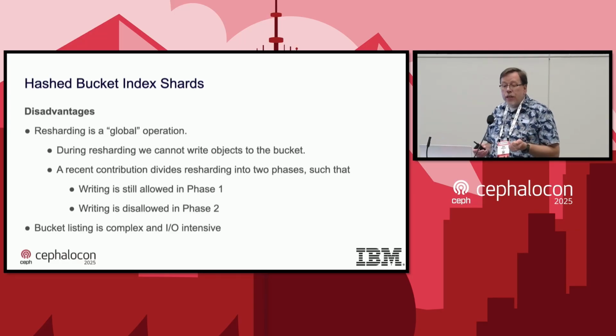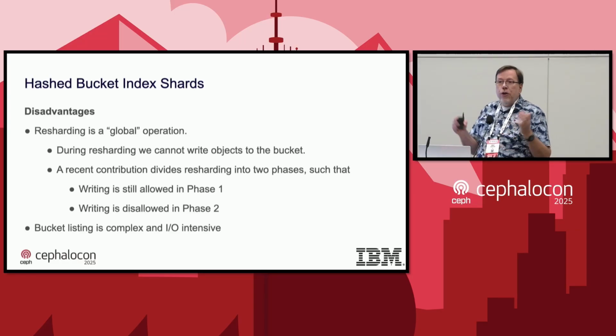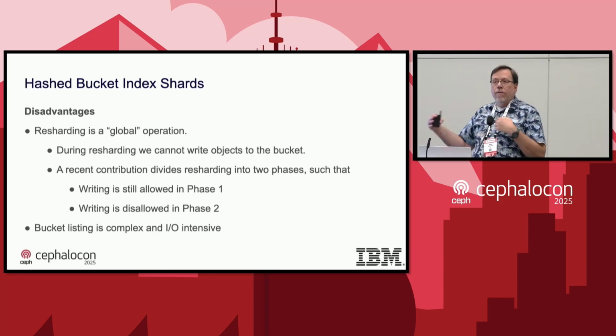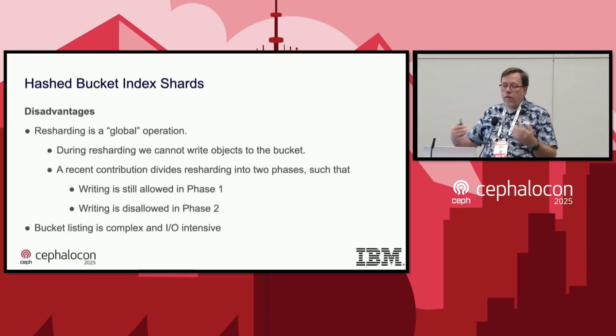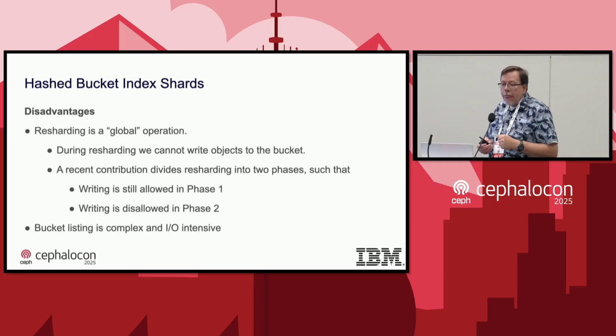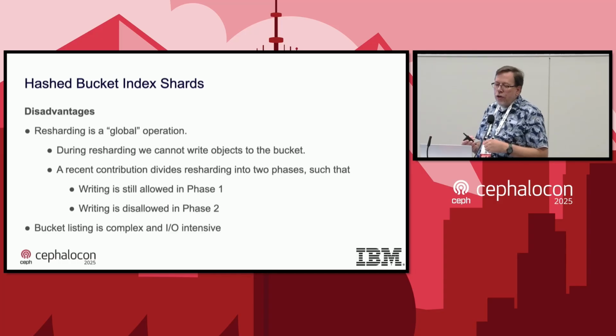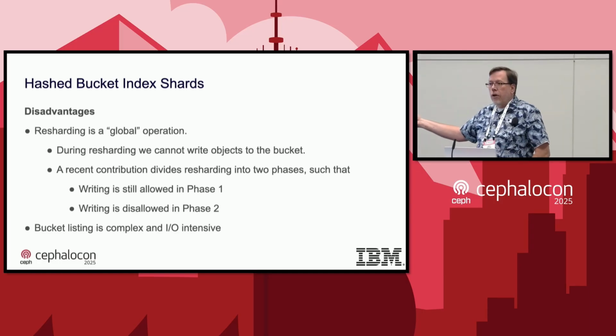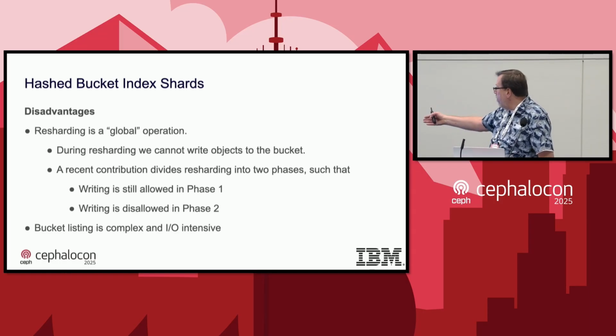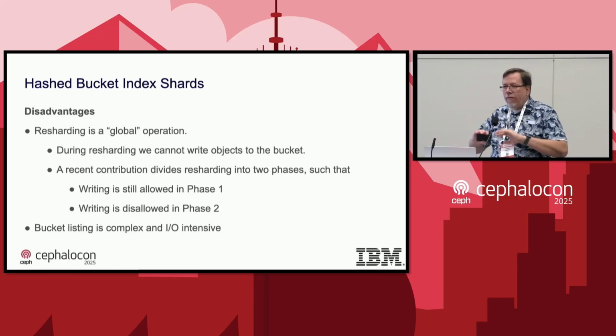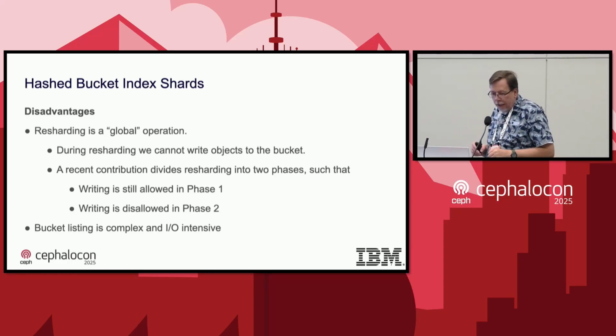There are some disadvantages, potentially. One is that resharding is a global operation. We have to lock down the bucket, create a whole set of new shards, copy the information over, and then commit that operation, and then allow writing once again. There's been a recent contribution to the RGW side where we now actually divide resharding into two phases. In the first phase, we still allow writing to occur to the bucket. And it's only in the second phase, when we finalize the new data structures, that we disallow that. Okay?